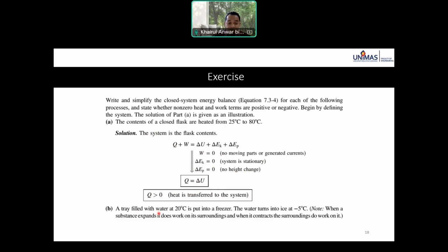A tray filled with water at 20 degrees C is put into a freezer. The water turns into ice at minus 5. When the substance contracts, the surroundings do work on it.